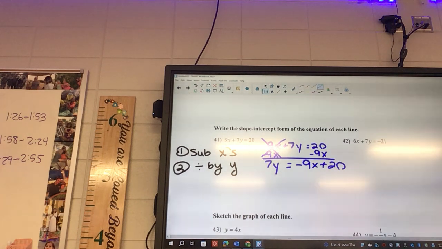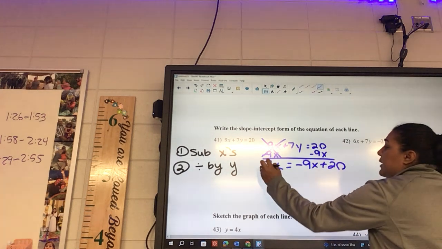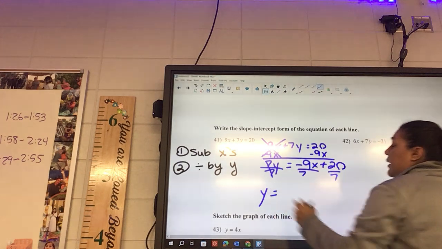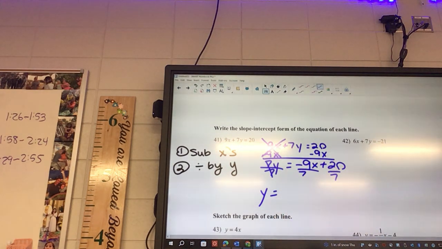Okay, and then divide by the number that's by the y, which is what? What's the number next to the y? 7. So you're going to divide every piece by 7. Okay, what is negative 9 over 7? Type it on your calculator. What is negative 9 over 7?